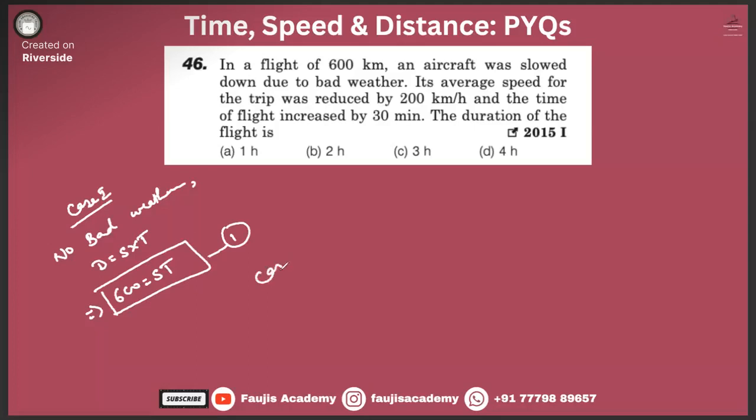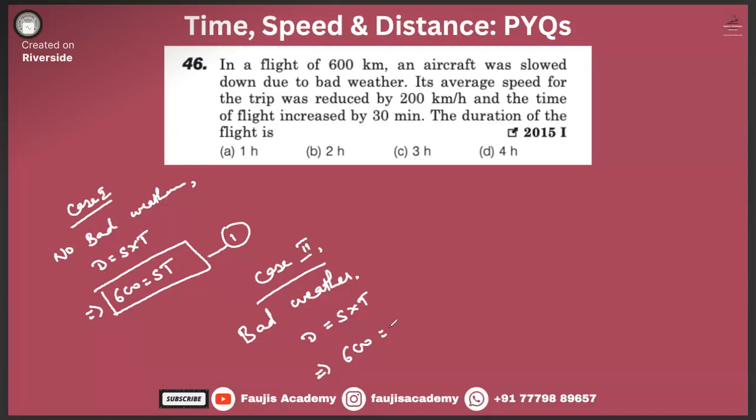Now we have case 2, bad weather. If there is bad weather, what will happen? D will always be equal to ST. This is the only formula which we'll be using throughout this chapter, right? We just need to learn how exactly to use it in different cases. No need of memorizing formulas.